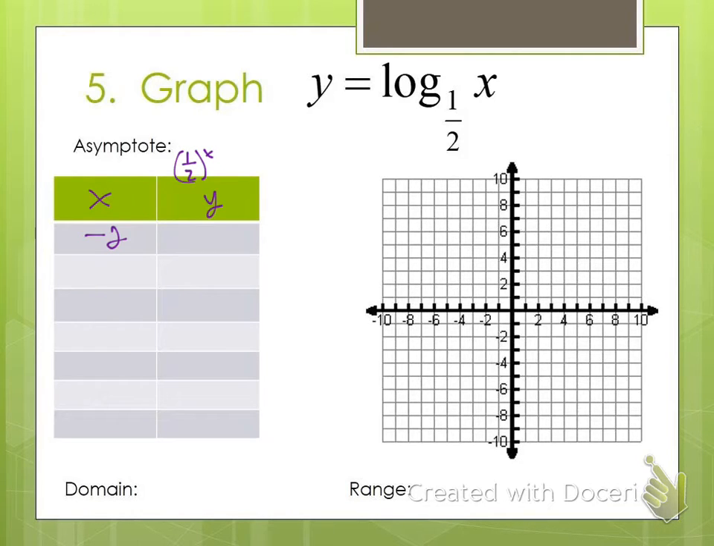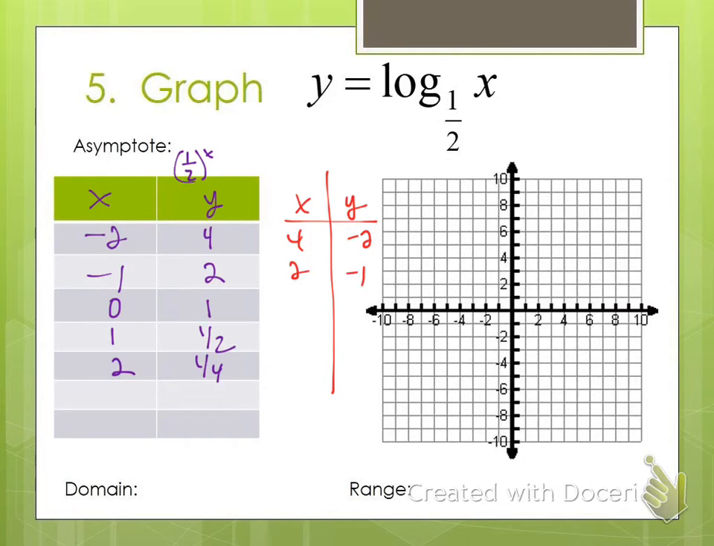When we use -2, -1, 0, 1, and 2, again, you did this a couple of different times in your homework, so hopefully you understand that when you plug -2 in for x, we flip that over and square it, and we get 4, then 2, then 1, 1/2, and then 1/4. Okay? For your logarithmic table, switch them around: 4, -2; 2, -1; 1, 0; 1/2, 1; 1/4, 2.